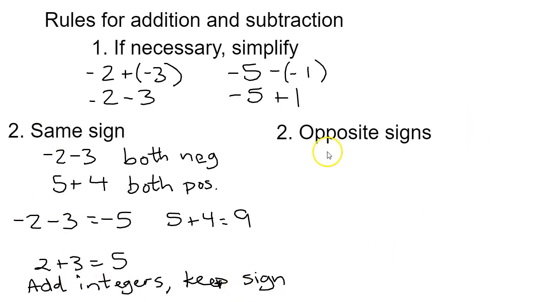So if you end up with opposite signs, so for this example we have negative 5 plus 1, we simplified, and now we have one negative number and one positive number. This time I'm going to keep the numbers the same, but I'm going to switch the signs. Let's say we also had a positive 5 minus 1. So here's another case of opposite signs. One number's negative, one's positive. One number's positive, one's negative. When that happens, we subtract the integers and keep the sign of the bigger number.